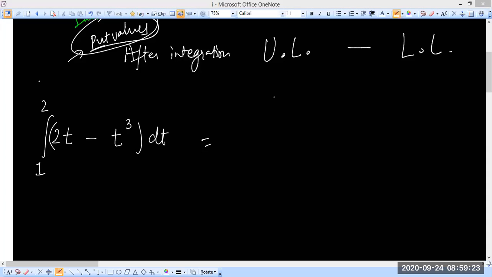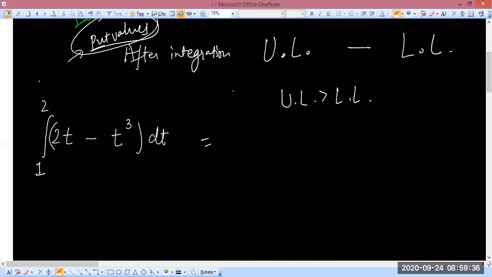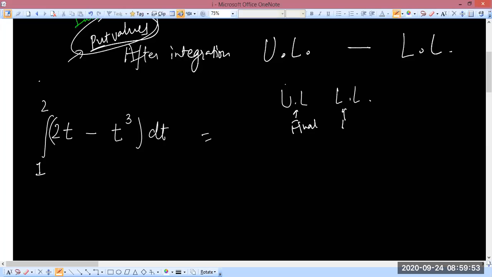No problem, Preet. Upper limit and lower limit can actually be anything. It is also not necessary that upper limit should be greater than lower limit. Understood? They can be any kind of numbers. But don't forget one thing, that upper limit indicates final and lower limit indicates initial. That is something which you should not forget.